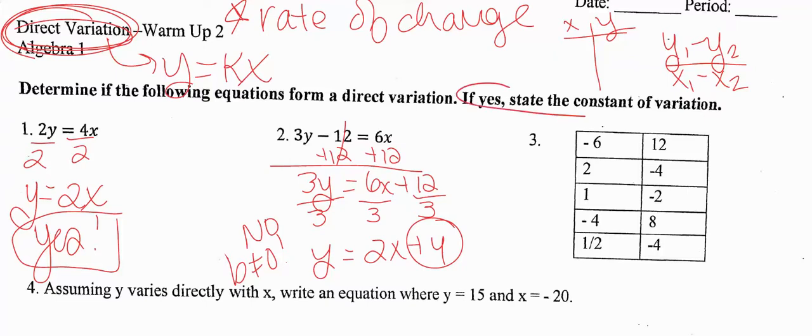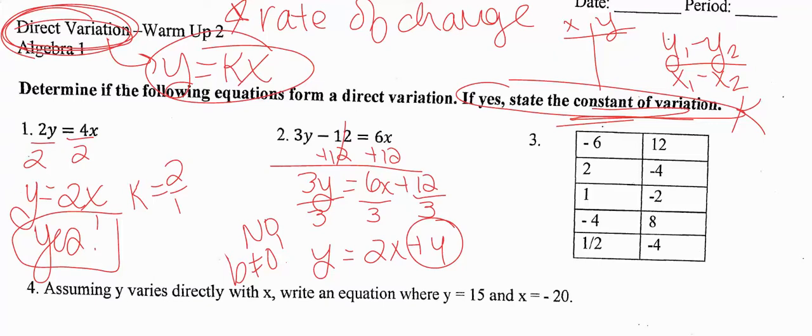And then it says here, if yes, state the constant of variation. Constant of variation is just a fancy word for k, for slope. So k equals in this problem 2 over 1 or just 2, it doesn't matter. So these are the first 2 out of 5 things you need to memorize. You need to memorize the equation, and you need to remember that b must equal 0.